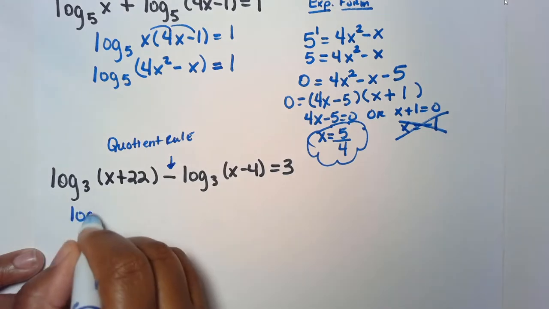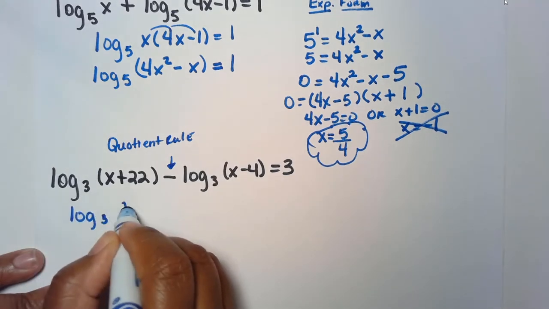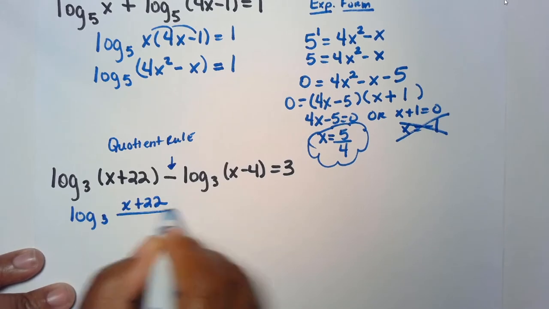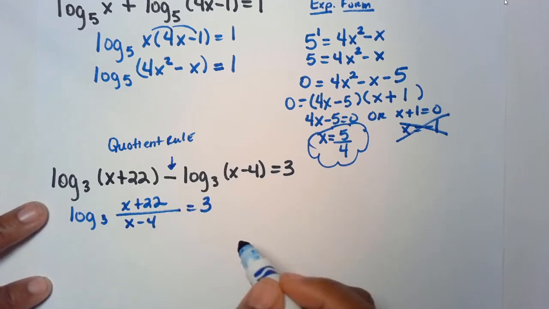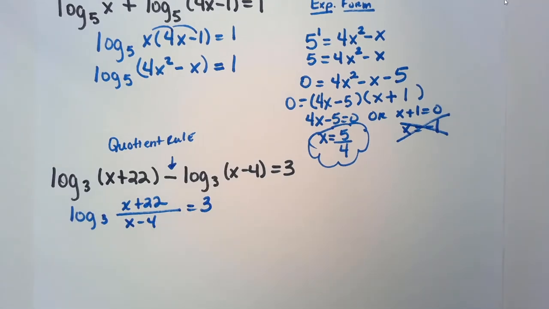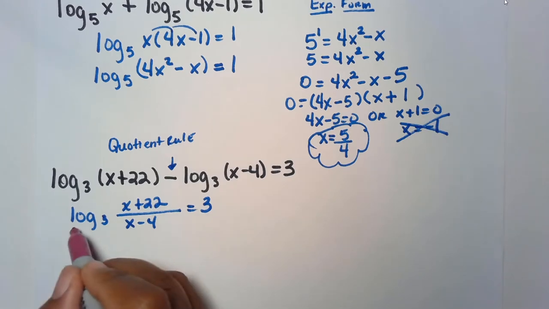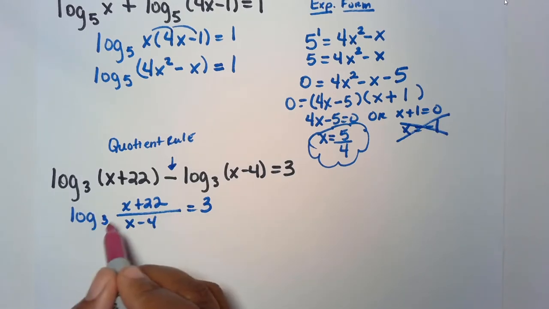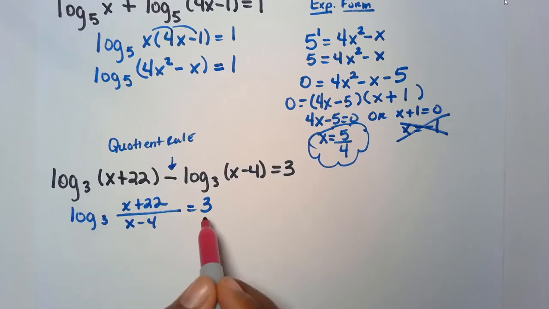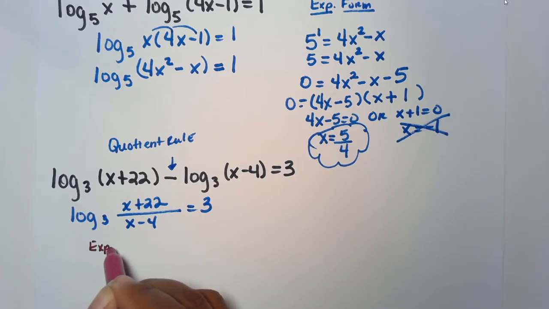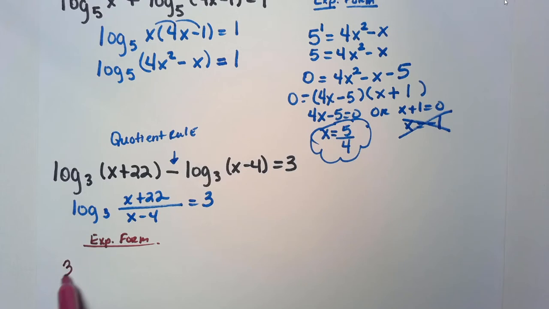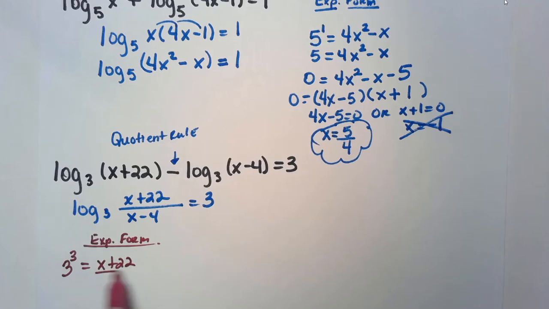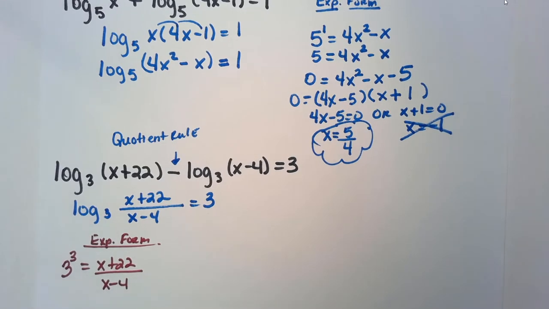We're going to write it as log base 3 of (x plus 22) over (x minus 4) equals 3. And once we write it as one log, then we're going to write this, what I'm pointing to, log base 3 of (x plus 22) over (x minus 4) equals 3, in exponential form, starting with the base. So we're saying 3 cubed is equal to (x plus 22) over (x minus 4). That's what we're doing.